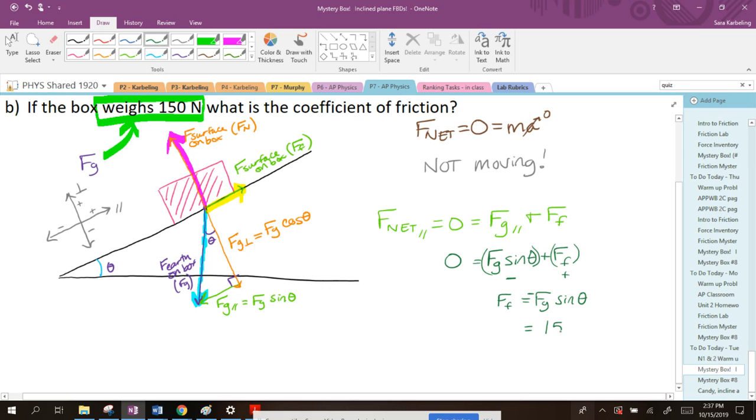Okay. Sine 30 is 1/2. No. Sine 30 is 1/2. Yes, 1/2. Okay. I think I can do math. So that's 150 times 1/2, so it's negative 75 is FG parallel, so then FF is 75.